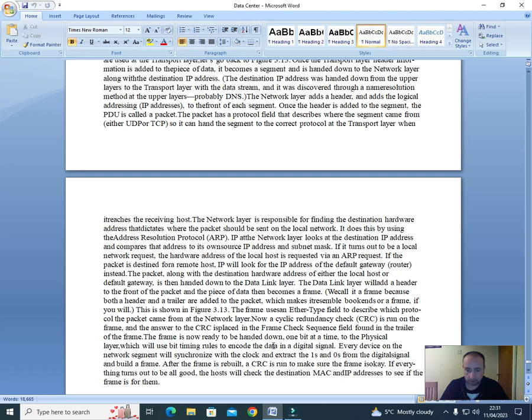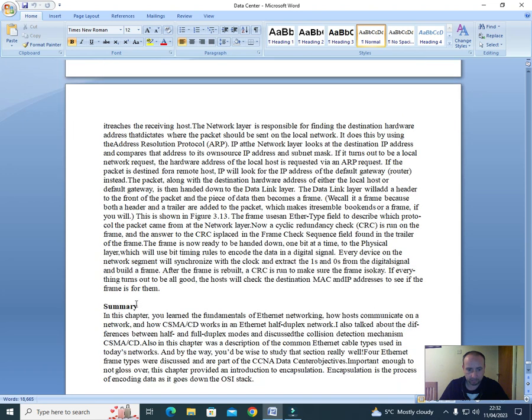The frame is now ready to be handed down one bit at a time to the physical layer, which will use bit timing rules to encode the data in a digital signal. Every device on the network segment will synchronize with the clock and extract the ones and zeros from the digital signal and build a frame. After the frame is rebuilt, a CRC is run to make sure the frame is okay. If everything turns out to be all good, the hosts will check the destination MAC and IP address to see if the frame is for them.